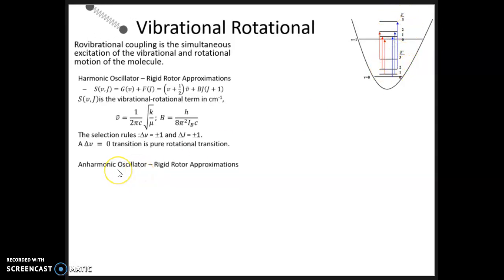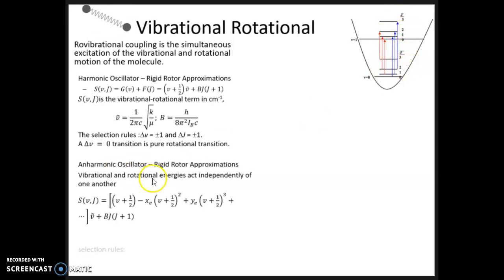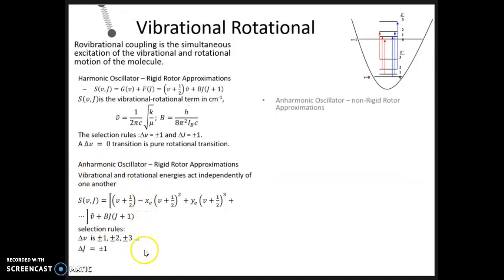We can also consider an anharmonic oscillator, where S is the energy level, called the vibrational rotational term. The energy level now involves the vibration energy that includes the different anharmonicity terms and the energy level of a rigid rotor. In this case, our selection rule includes the fundamental and overtones, since we're considering an anharmonic oscillator.